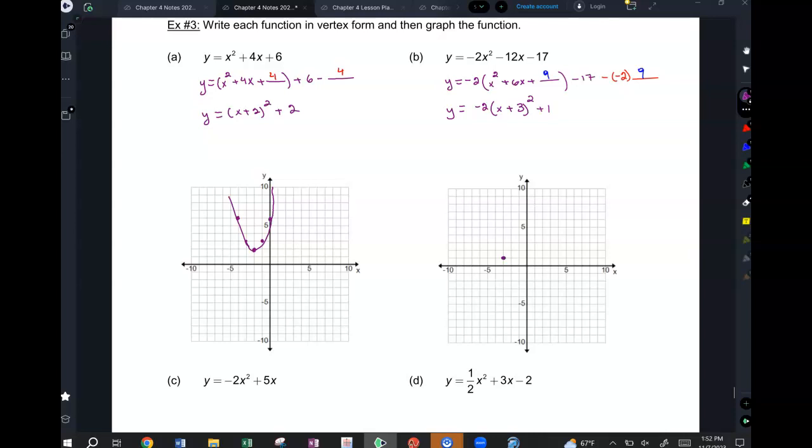So let's graph. If I go over 1, where do I go vertically? Down 2. And then if I go over 2, where do I go? Down 8. Wait, where are you getting this over 2 over 1 stuff? Last 2 chapters ago. Hang on. And is that from the 1 at the end? From the negative 2.